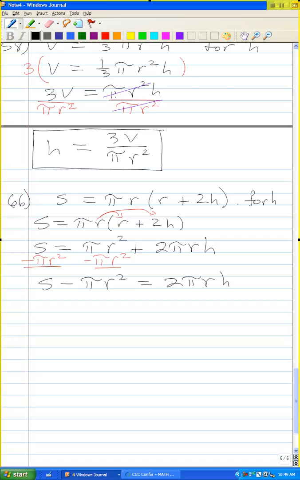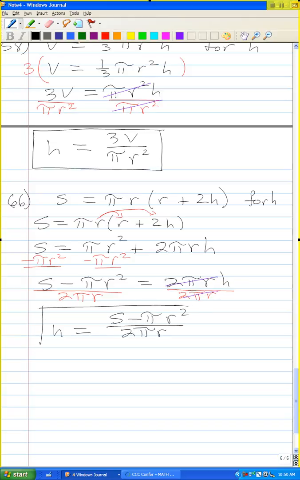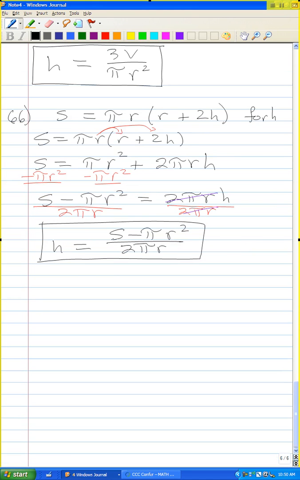Let me divide both sides of my equation by 2 pi r. And so the 2 pi r's cancel, and you get h is equal to S minus pi r squared over 2 pi r. And that's your answer. Okay, so that really finishes off this section.